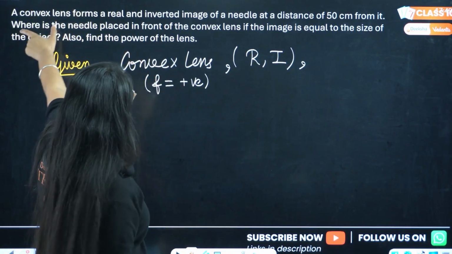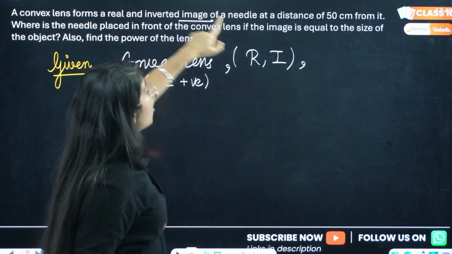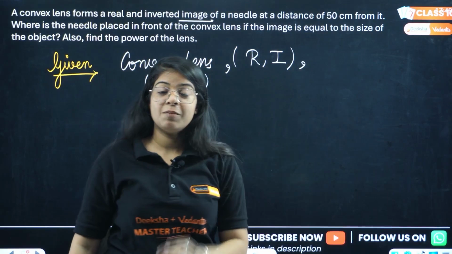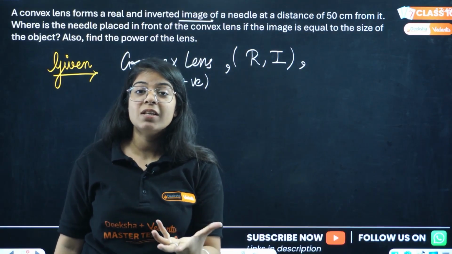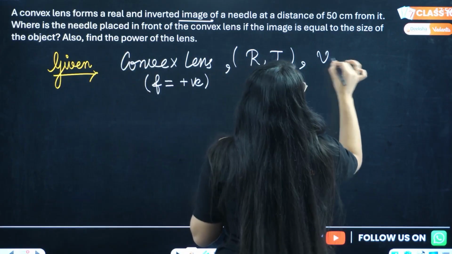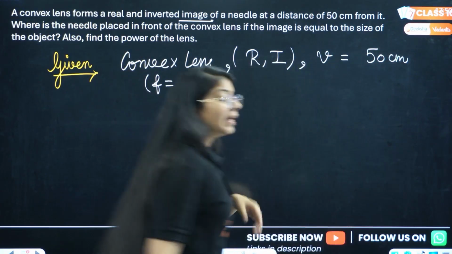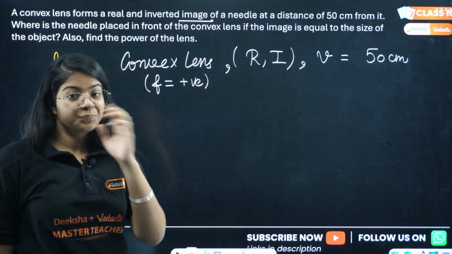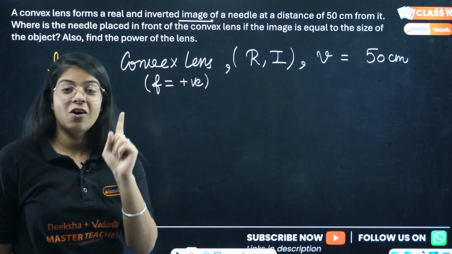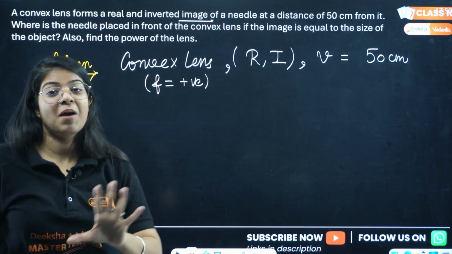See, a convex lens forms a real and inverted image. Now, this is an image of a needle at a distance of 50 centimeters. So, 50 centimeter is actually the image distance, not the object distance. Read very carefully. Now, you have to remember your ray diagrams.